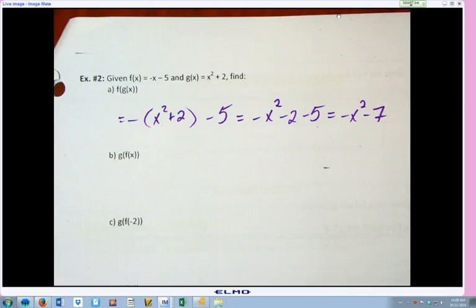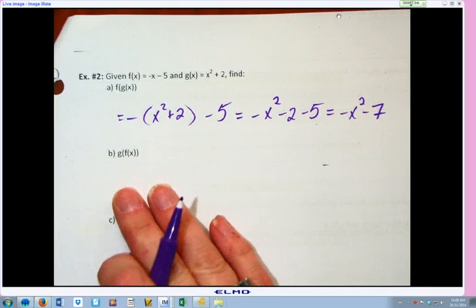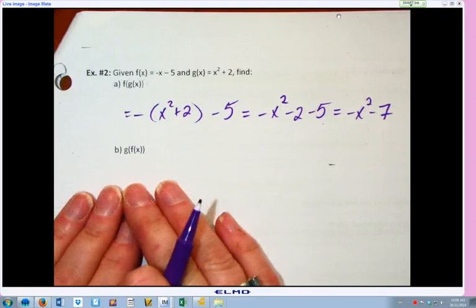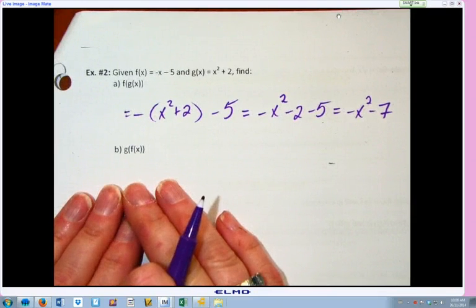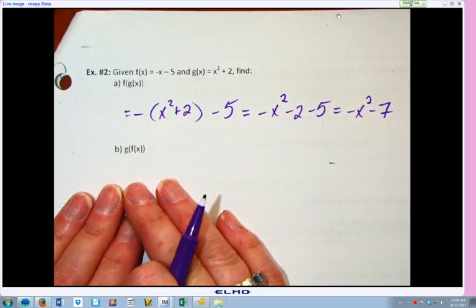Confirm? What is B asking us to do? The opposite. Put f of x into g of x.